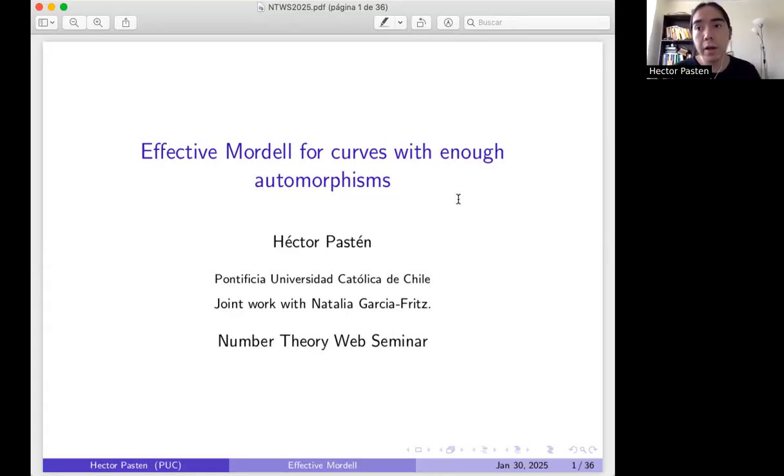So I will give an introduction to what effectivity means in the context of rational points, and then we will go into the actual theorem.